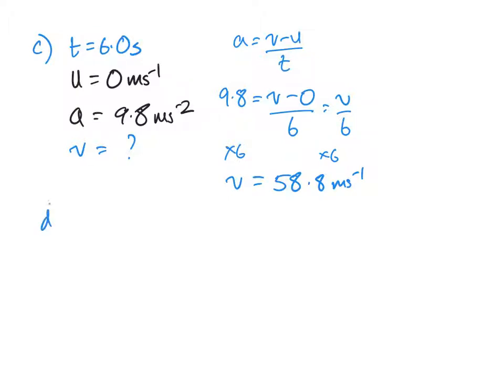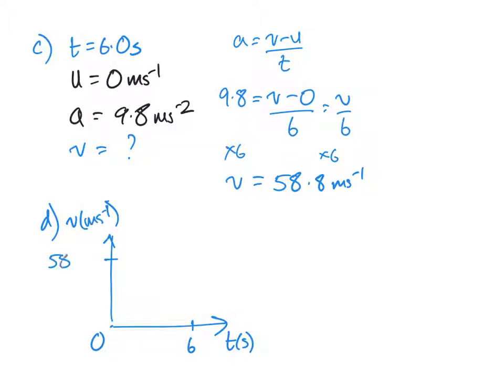Then we're asked to draw the graph of that motion. So once again, we're going to use the answer that we just worked out. This object is accelerating. What shape does a graph have for an object which is accelerating? Not a curved line, no. A diagonal line. And we know it's going to end up at 58.8. It starts at 0, ends up at 58.8. A nice diagonal line for the motion there.